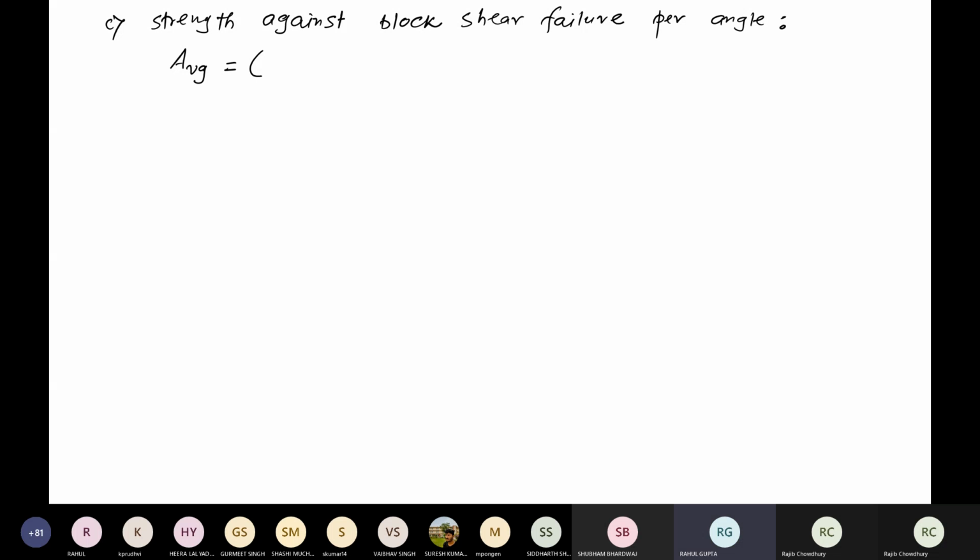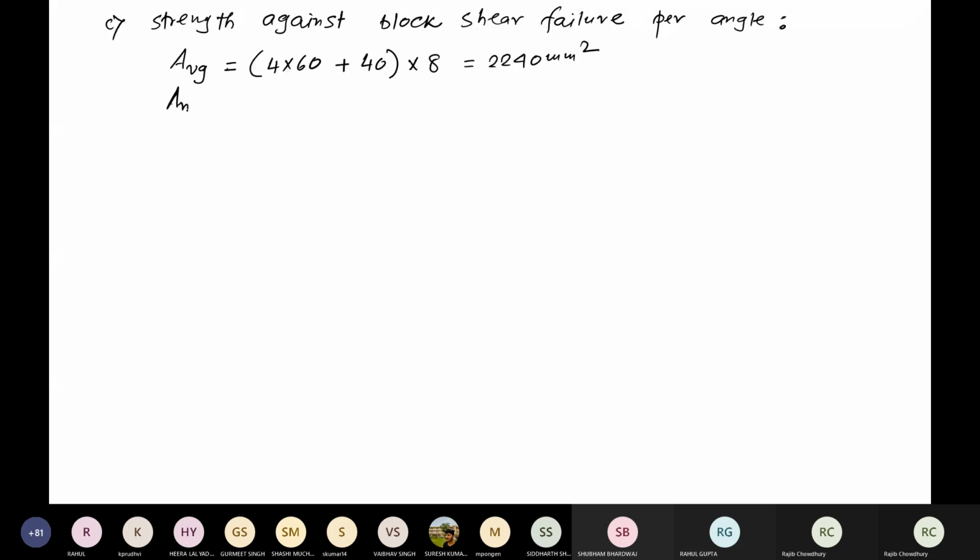Shearing length is the length of the connection plus the end distance. Length of the connection means how much it would be? 60 into 4, that's 240. 4 multiplied by 60 plus 40, times the thickness. So this becomes 2240 mm square.